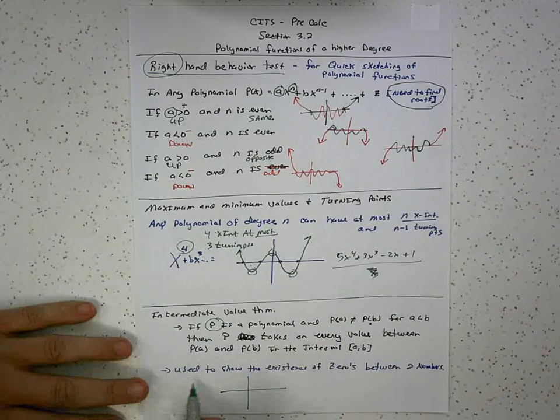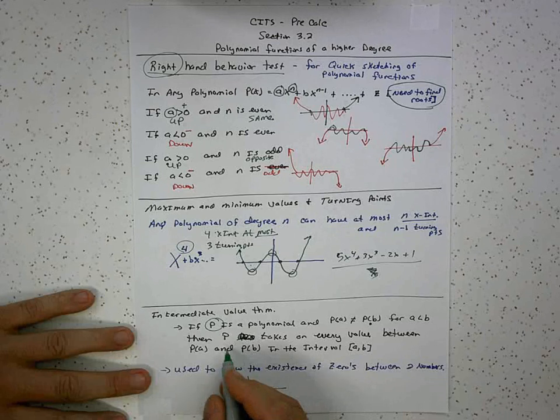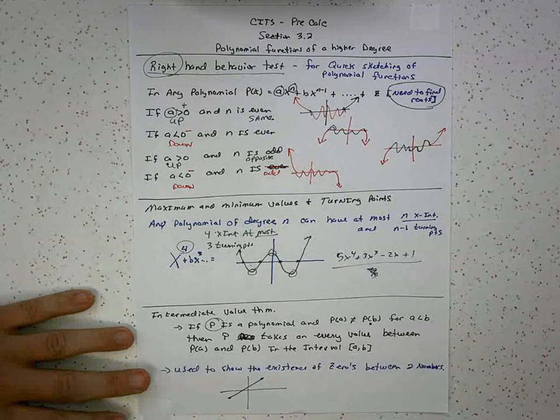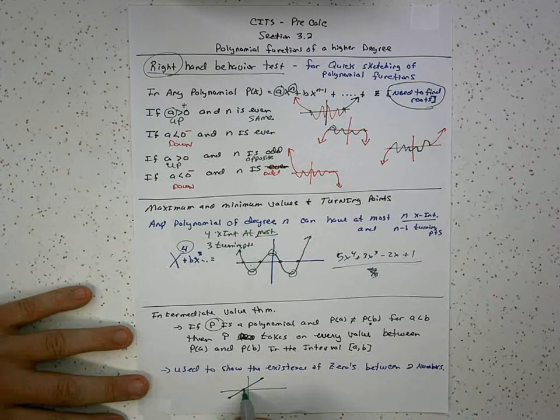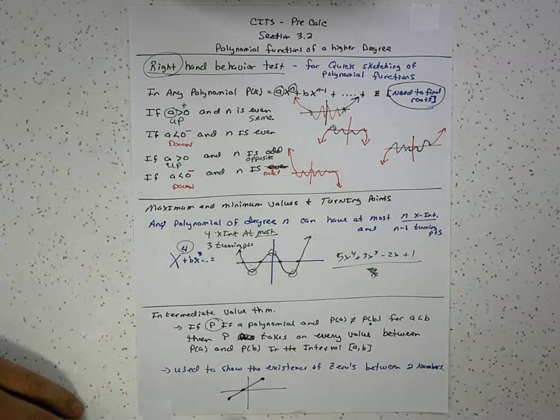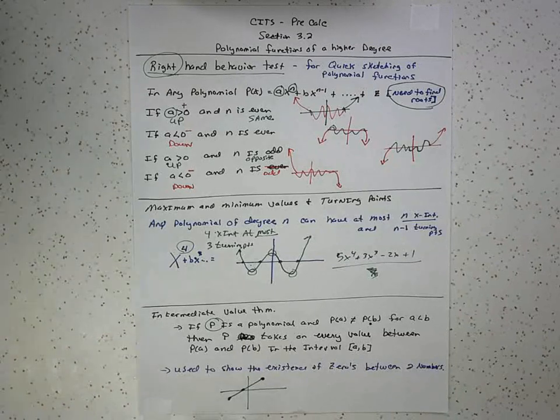So, if I have a polynomial and I have an a and a b, I know that every number in here has to exist. And what we can do then is use that to find out that if one is below the x-axis and one is above, we know that it has to cross the x-axis at some point. Otherwise, it can't get from there to there. Okay? So here we go.